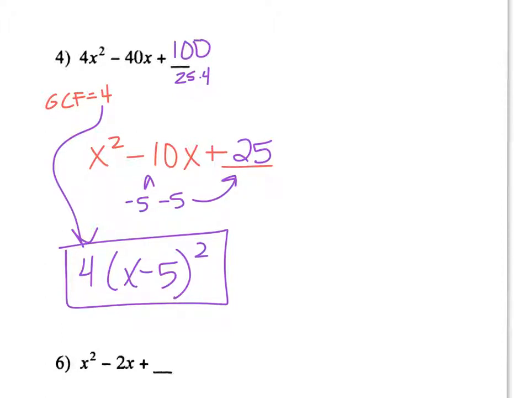Don't forget to multiply by the GCF and to bring it down. My guess is if you forget to do anything, it's going to be to bring this 4 down and then to actually multiply to get that final answer at the top.